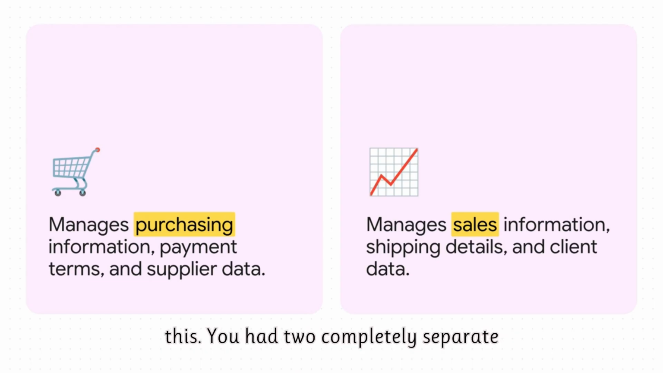Okay, so picture this. You had two completely separate worlds living inside your system. On one side, you had the vendor master. This was the master list for every single company you bought stuff from. All your purchasing info, payment terms, the whole shebang. Then, way over on the other side, you had the customer master for everyone you sold to. The issue? They were totally disconnected. Two sets of data, two sets of rules, two maintenance processes. It was just a recipe for redundant information scattered all over the place.